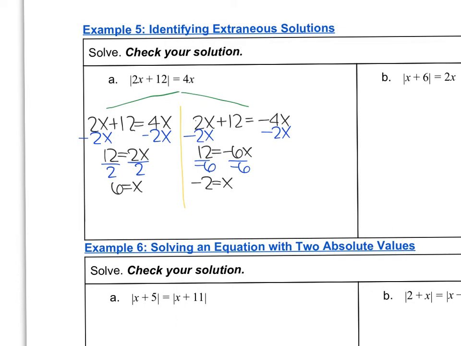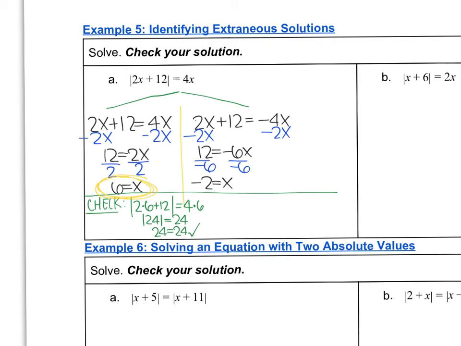And then I'm going to go ahead and check these. So I've got some space down here. To do my check, I have to go up to the very original problem. So it's the absolute value of 2 times x, in this case it's 6, plus 12 equals 4 times 6. Let's solve what's in here first. 2 times 6 is 12, plus 12, so that's the absolute value of 24. 4 times 6 is 24, and the absolute value of 24 does equal 24, so that checks out. So the first one checks out. X equals 6 is one of my answers.